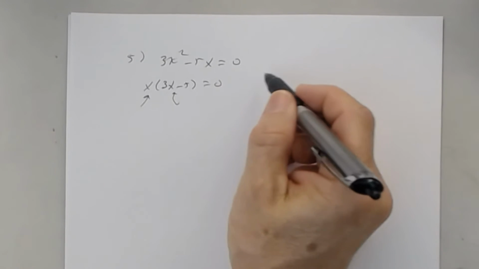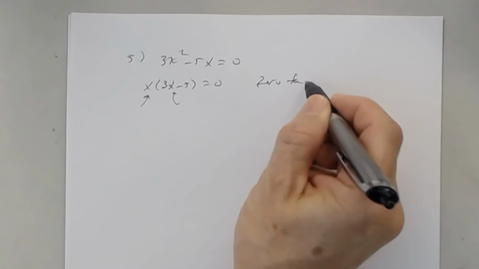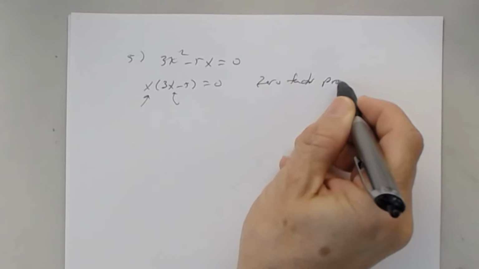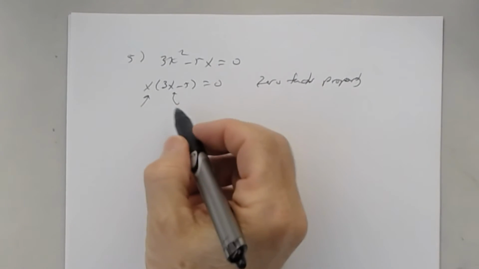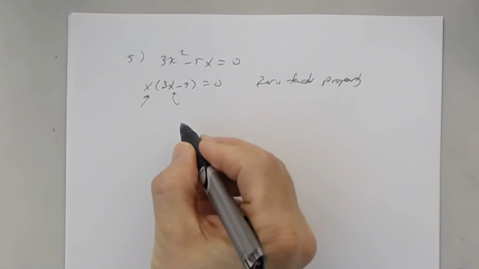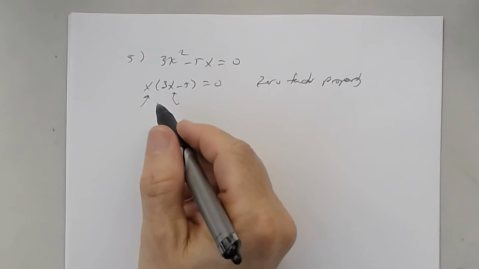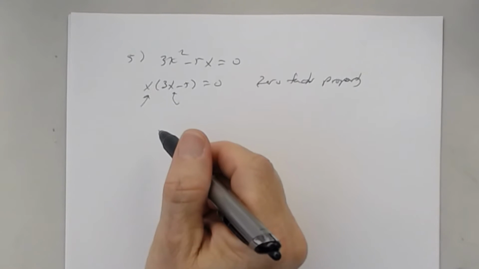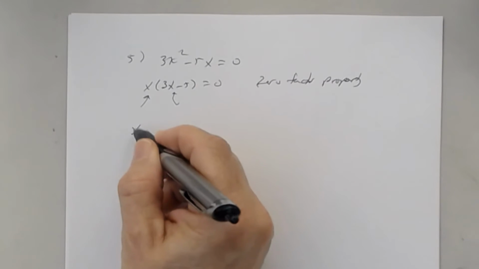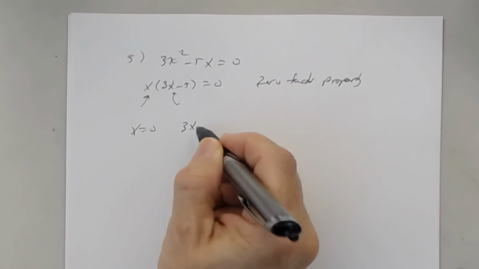And according to the zero factor property, what do I do to those two factors? I said each one equals 0 because their product is 0. In order for their product to be 0, one of them has to be 0. So I said each one equal to 0. That's all I do.